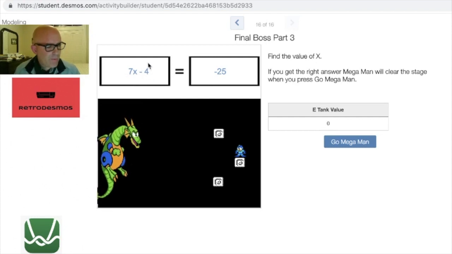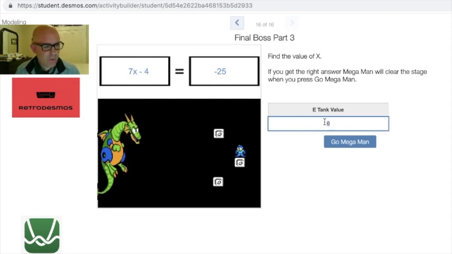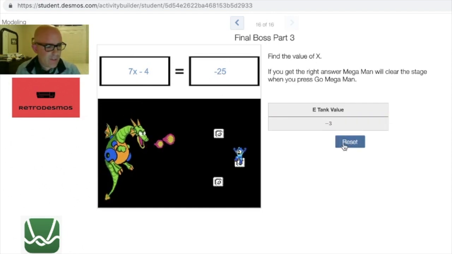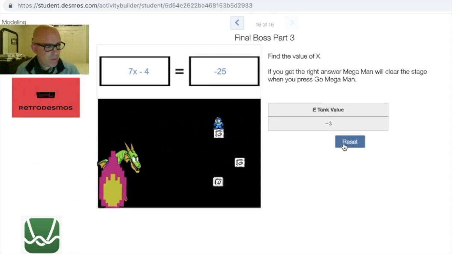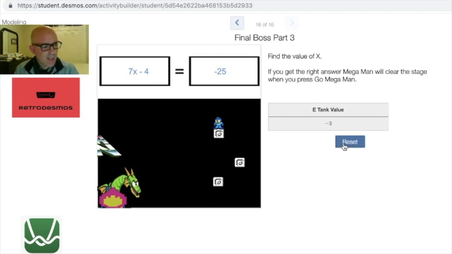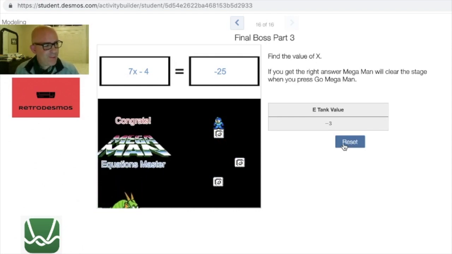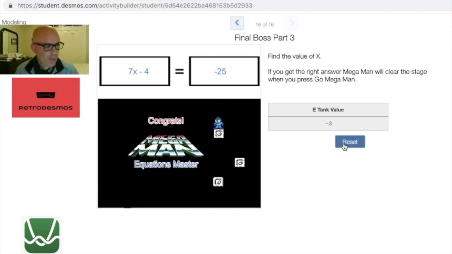And so we've got -4. I'm going to add that 4 over. That's going to give me -21. And so I believe I can take down this final guy with -3. And there we go. We defeated our dragon. And get a little bit of a celebration going on here. We are now a Mega Man equations master.